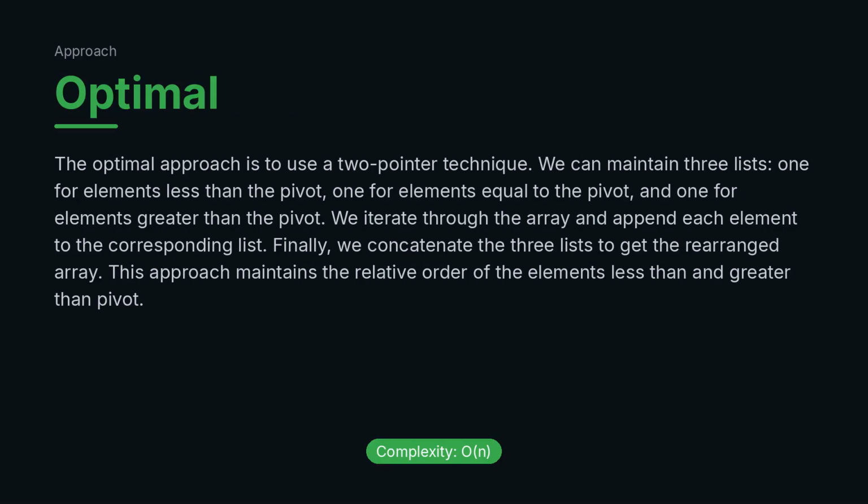The optimal approach is to use a two-pointer technique. We can maintain three lists, one for elements less than the pivot, one for elements equal to the pivot, and one for elements greater than the pivot. We iterate through the array and append each element to the corresponding list. Finally, we concatenate the three lists to get the rearranged array. This approach maintains the relative order of the elements less than and greater than pivot. The complexity here is O(n).